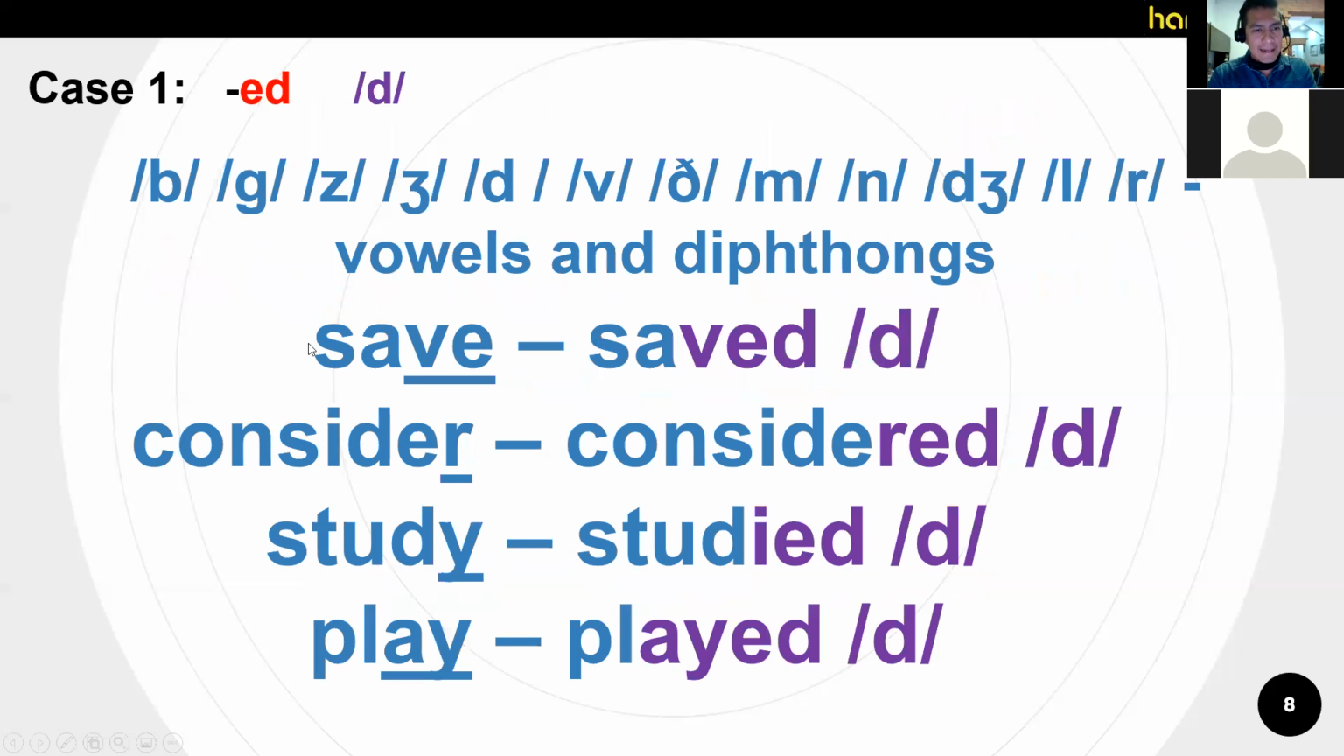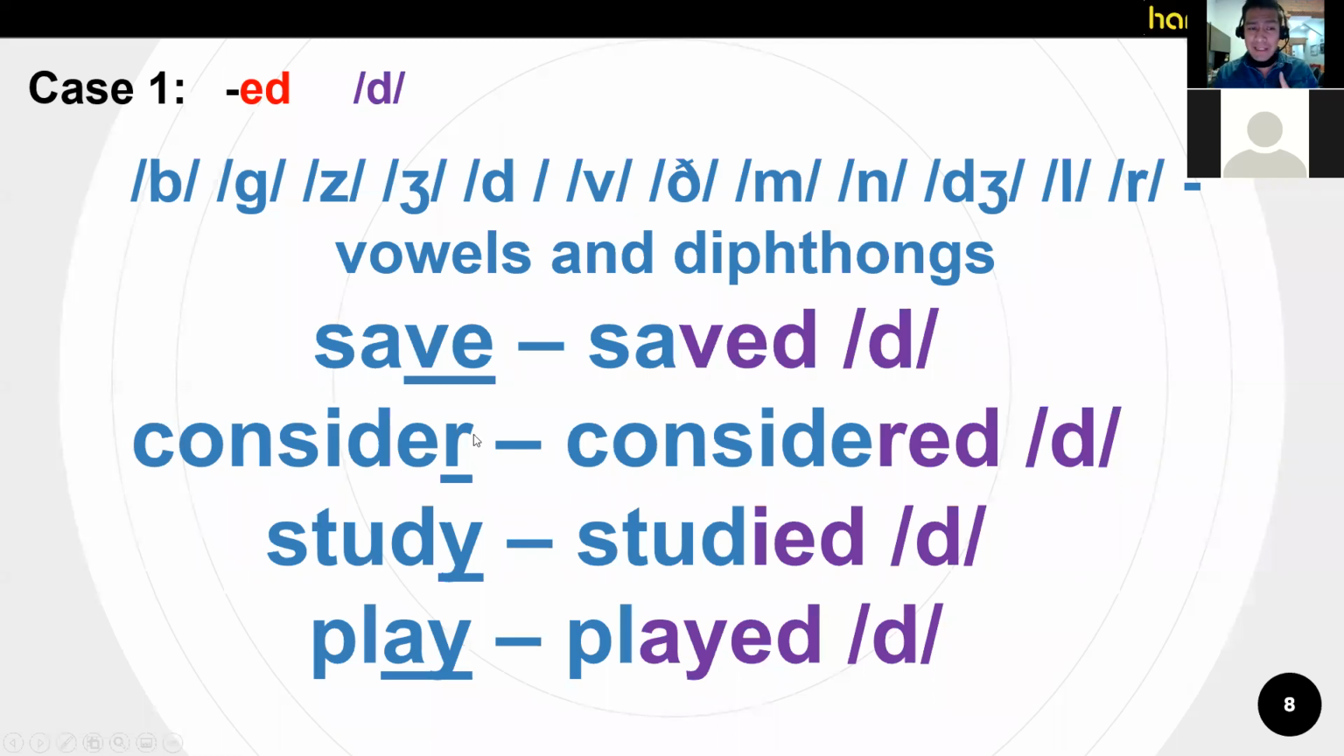For example, we have save. The sound is like a V, save. So we say saved. Consider, considered. Okay?